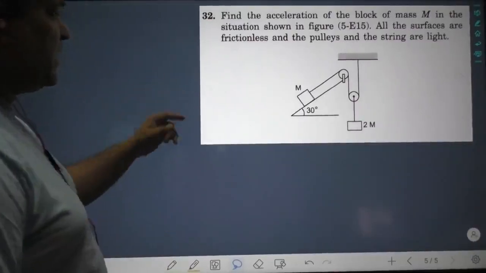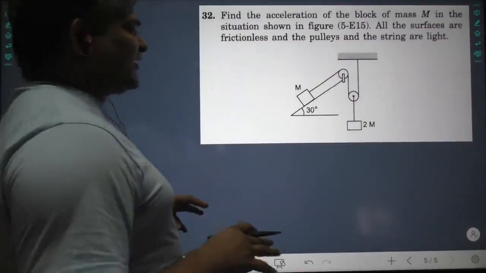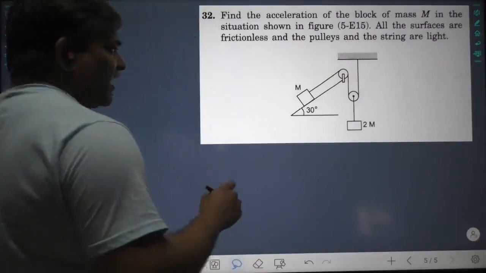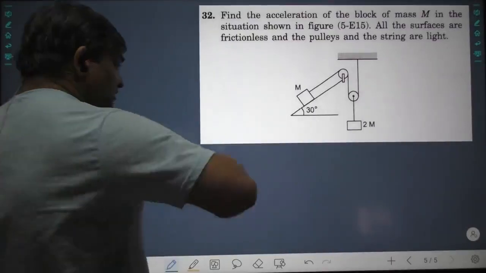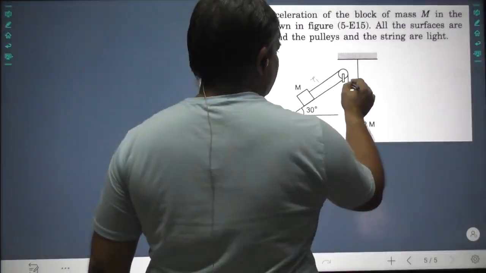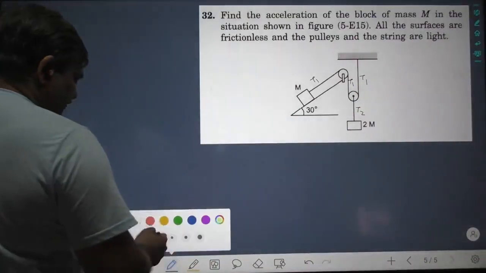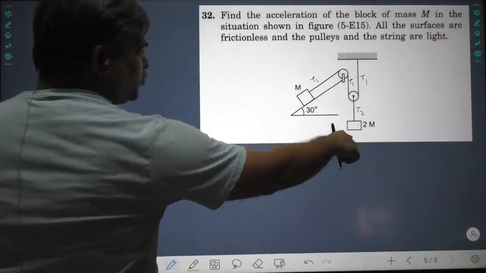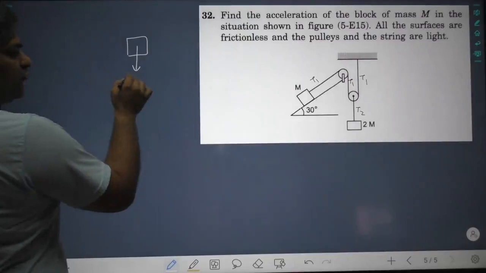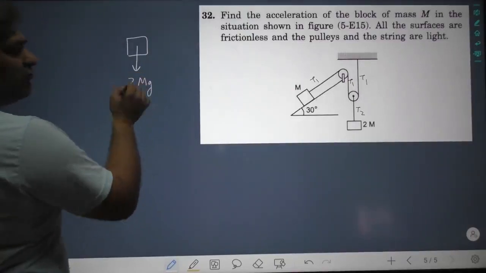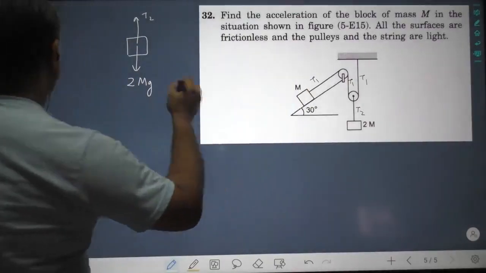Now I'm going to do it, and I want all of you to compare it. Firstly, we are going to write down the forces. Along one rope, same tension. The string is fixed. So T1, T1, T1 on the rope, and T2 on the other. Let us first write down the forces for the 2m mass. If you write down the forces for the 2m mass, it's only 2 forces: 2mg acting downwards and T2 acting upwards.